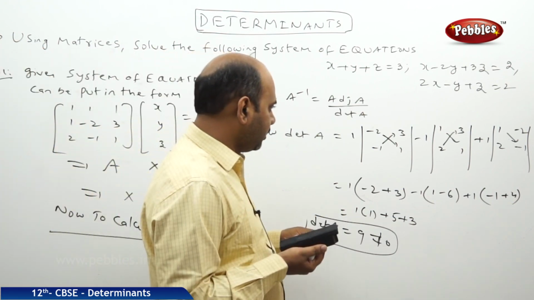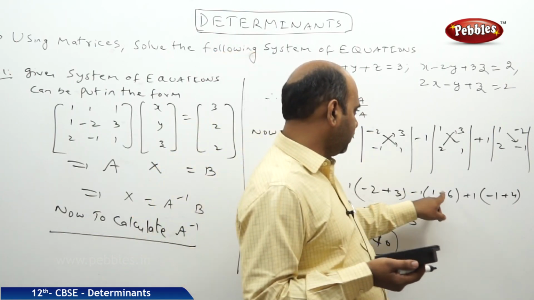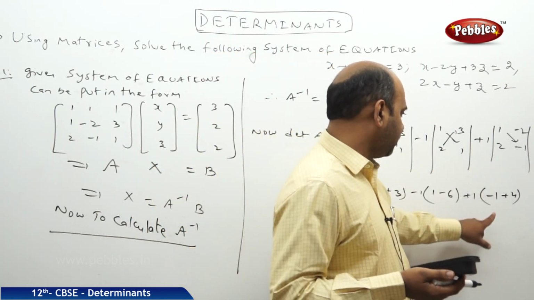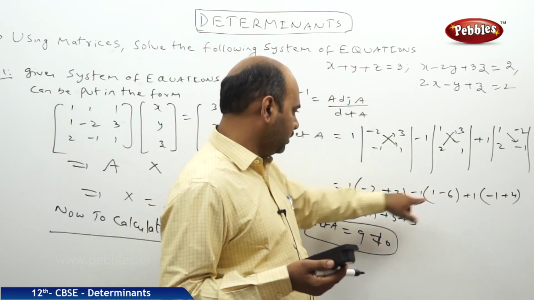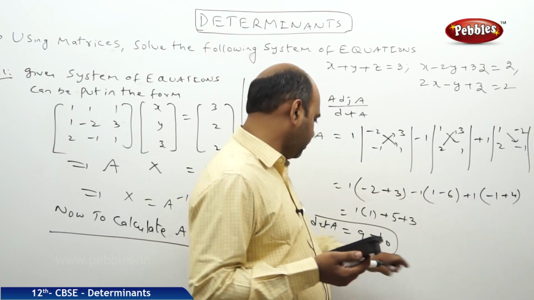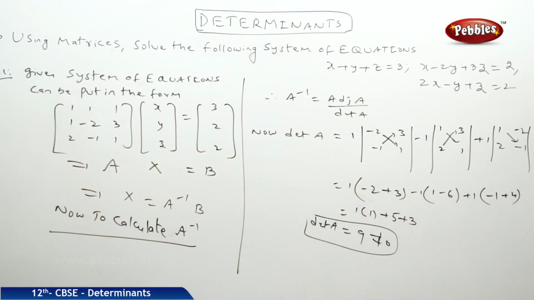If you observe carefully, 1 into minus 2 plus 3, so minus 1 into 1 minus 6 plus 1 into minus 1 plus 4. So what happens? 1 into 1, here comes plus 5, here comes plus 3. So det A is equal to 9, which is not equal to 0.